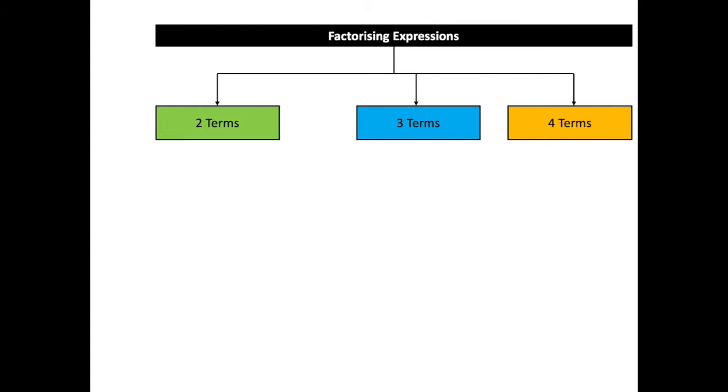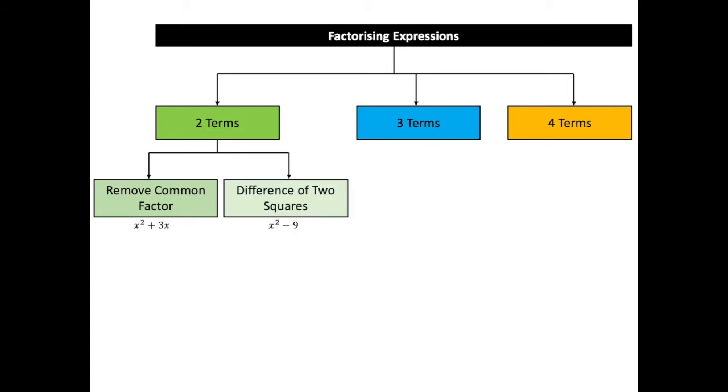Now, if it is an expression with two terms, you can either factorize it by removing the common factor. So for example, x squared plus 3x, you've got an x in both terms, so you can remove that as a common factor. If there isn't a common factor, then you can look at the difference of two squares. So it might be x squared minus 9. You don't have a common factor between x squared and 9, but you can factorize it using the difference of two squares. So they're the two methods that you would look at using if you had a two-term expression.